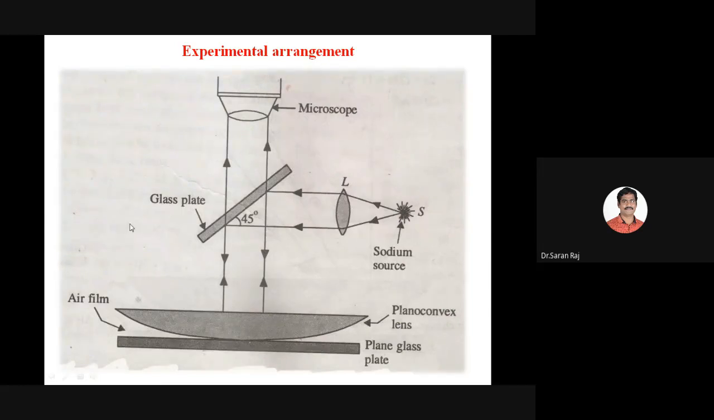The plano convex lens is kept at the bottom. In this place we can determine the interference that occurs. That is the purpose. The light source falls on the plano convex lens, which is why the plate is kept at a 45 degree angle. When light falls on this glass plate it is reflected downwards and falls on the plano convex lens. This glass plate we denote by the symbol G.